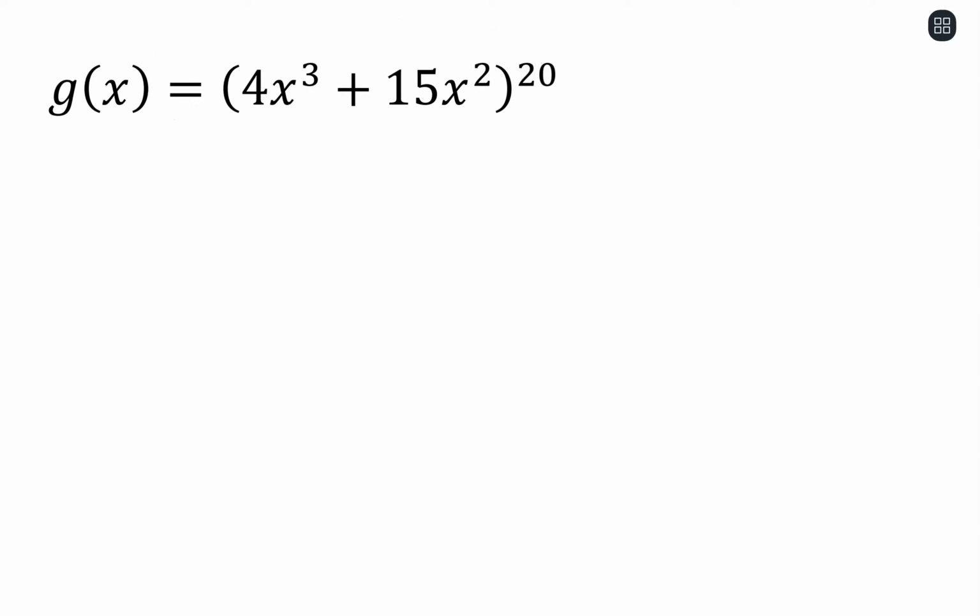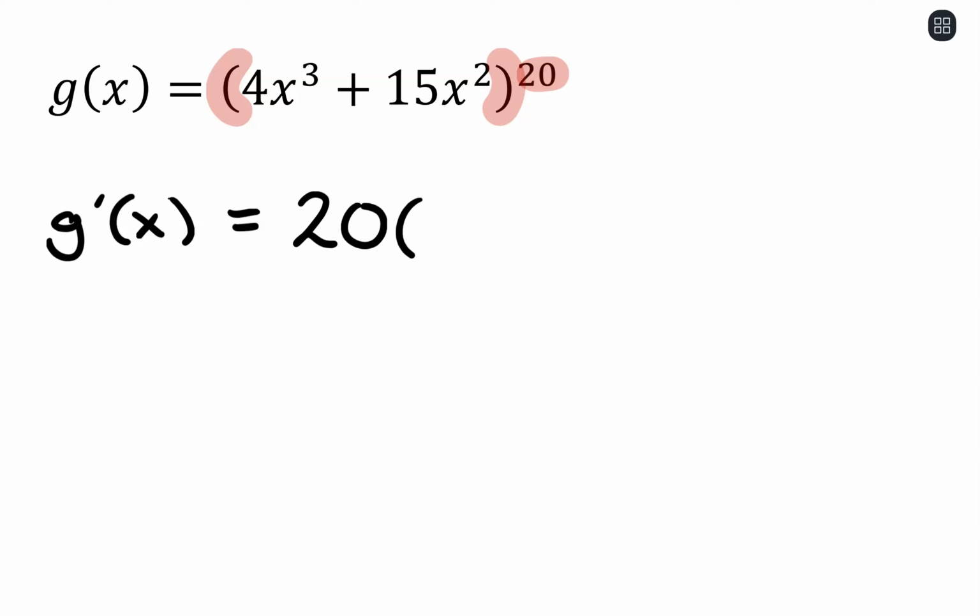So with this one, on the outside, we are raising things to the 20th power. So taking the derivative, I'm going to take the derivative, treating it like x to the 20th power. So 20 comes down, and then in parentheses, and then the new exponent will be 20 minus 1, which is 19. And then we just keep the inside. So that stays the same.